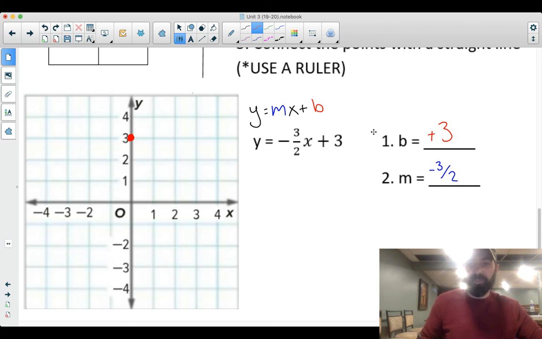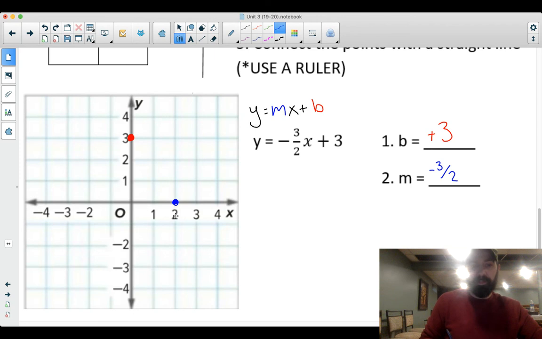Then we want to use our slope. I'm going to use blue for this, to count out our next point. And this says negative 3 over 2. That means negative 3 up or down. And since it's negative, it's down. And it says over 2 to the right. So I'm going to start at my point, count 3 down, negative 3. 1, 2, 3, which puts me here. Then I have to count over 2. 1, 2. And this would be my second point to graph.